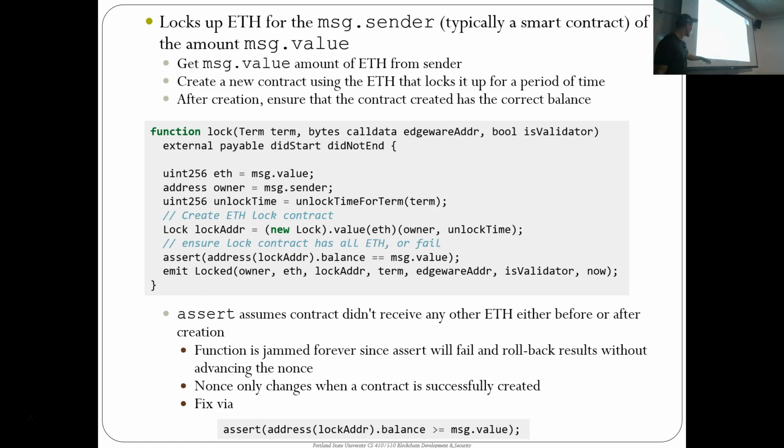And so what you would need is this, where the balance has to be checked to be greater than or equal to the message value. Okay, any questions about that particular code? That's really tricky, actually, to think about. Okay, and that's the vulnerability in red.